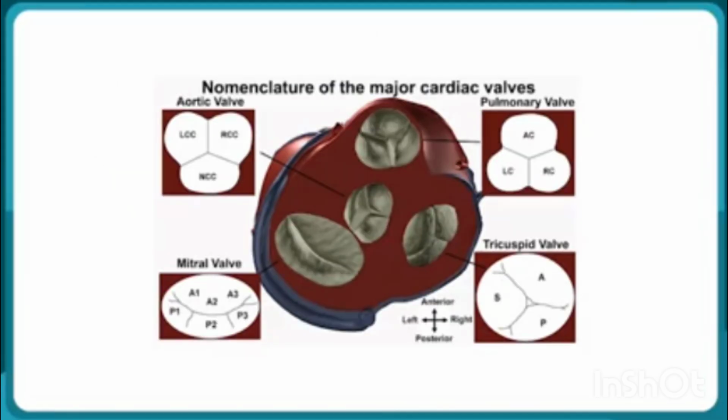As shown in the picture, this is the nomenclature for the major cardiac valves. The most anterior is the pulmonic valve. It has three leaflets: anterior, left and right. And the most rightward is the tricuspid valve, having septal, anterior and posterior leaflets as shown in the figure.